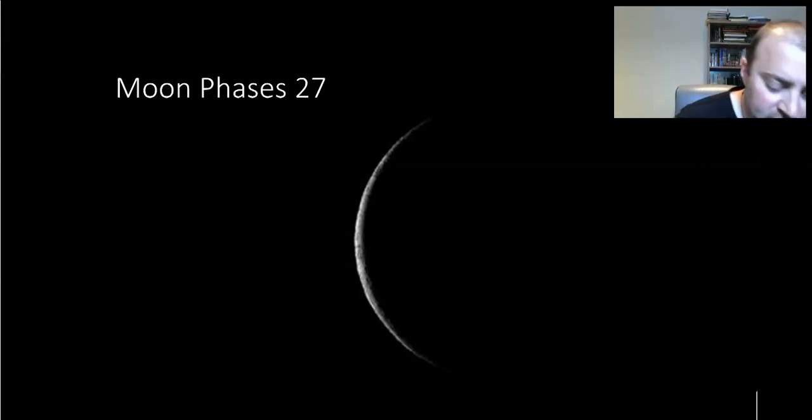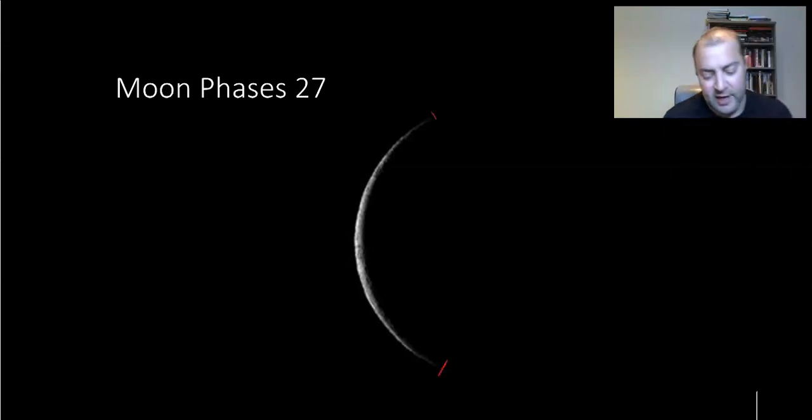Now, it's worth noting that the crescent kind of stops right there. So it's not quite a semicircle. And that is something worth keeping in mind as you move into your other observations, particularly when you jump into the Venus observations, which you'll do after the remainder of this video.